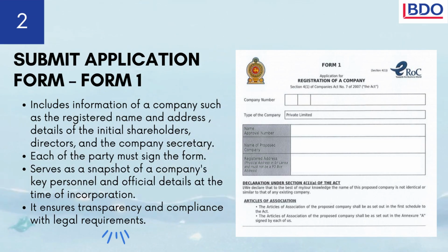In the second step of incorporating a limited company, you need to submit Form 1. This form is a crucial document that includes essential information about your company. It requires you to provide the registered name and address of your company, along with the details of the initial shareholders, directors, and the company secretary. Each of the initial shareholders, directors, and the company secretary must sign the form. Form 1 serves as a snapshot of your company's key personal and official details at the time of incorporation. It ensures transparency and compliance with legal requirements.